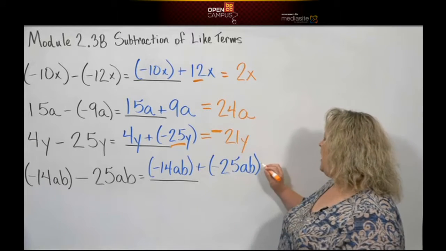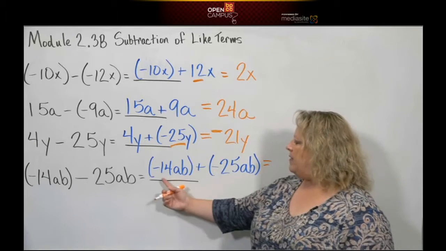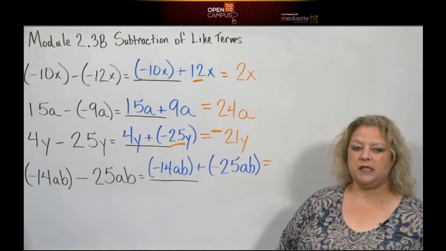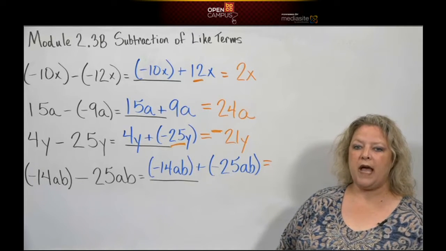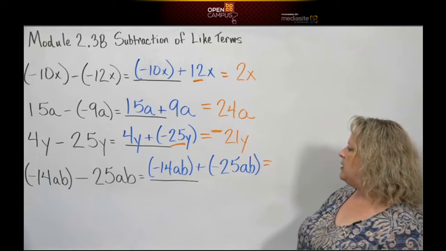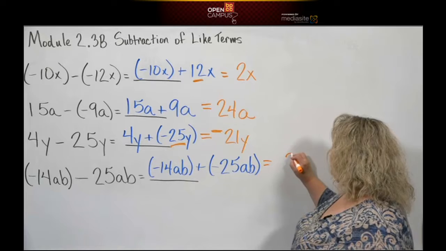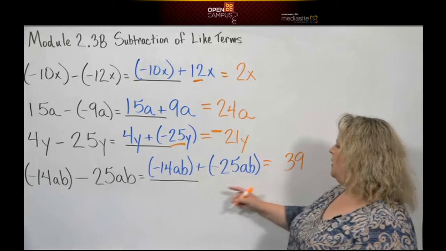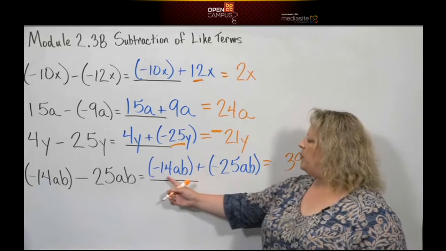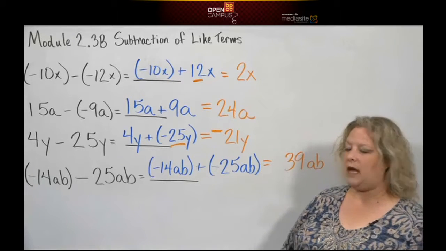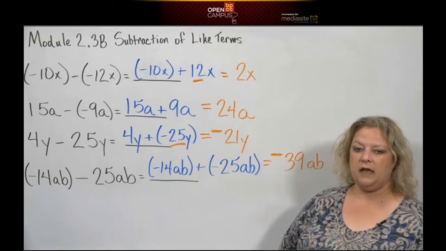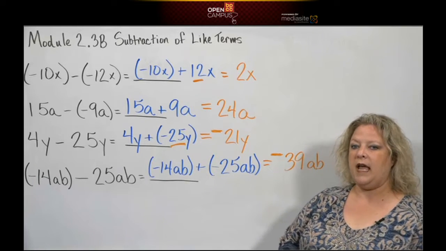And when I do that, now look at what I have. I have a negative number here and a negative number here. Since they both have the same sign, what do you do with that? You add. So I have 14 plus 25, so that gives me 39. The ab just comes over to your answer. And since both of these have the same sign, then the sign stays the same in your answer, so it becomes a negative. So that's negative 39ab.